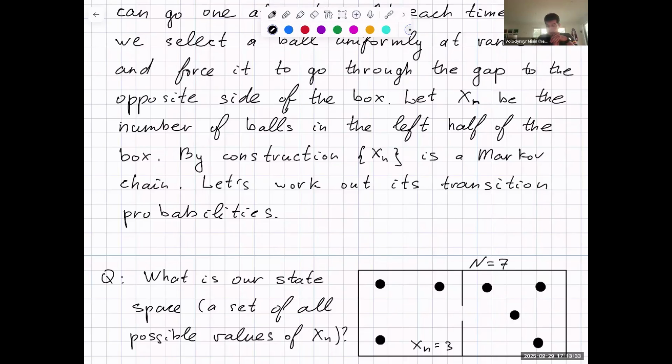And so this is a Markov chain by construction, because I don't really need to know what the distribution of these gas molecules was before, because I'm grabbing them uniformly at random. Only the configuration at the current state matters in determining the next state probabilistically.